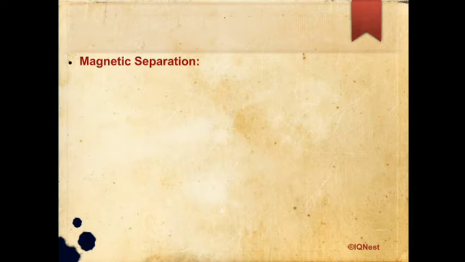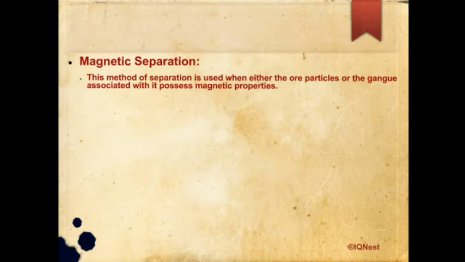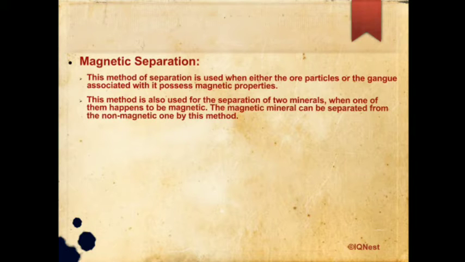The next kind of separation is magnetic separation. So what is magnetic separation? This method of separation is used when either the ore particles or the gangue associated with it possess magnetic properties. This method is also used for the separation of two minerals when one of them happens to be magnetic. The magnetic minerals can be separated from the non-magnetic by this method.